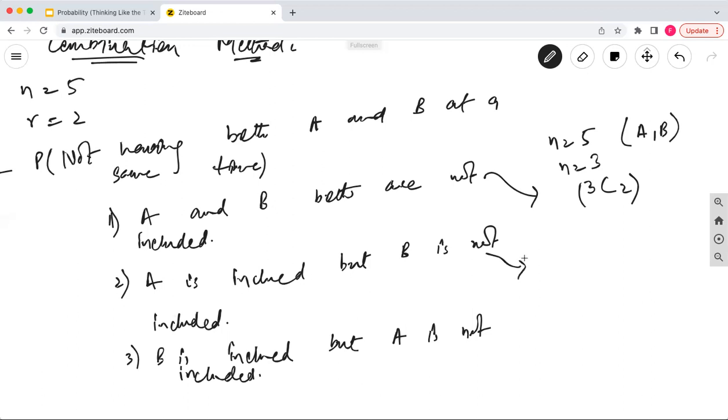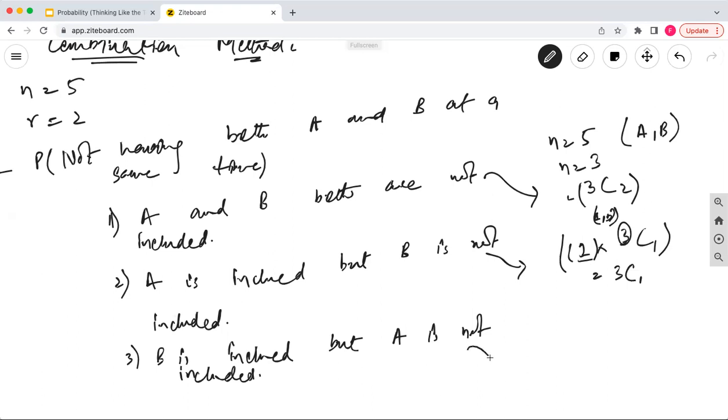The second one is A is included, but B is not included. So if I say A is included, that means the number of ways for that is 1 because A is already included. Now, from how many will I choose the second one? I will choose from the remaining 3. Why don't I include 4 here? Because if I include 4 here, B is included, but I exclude B because B is not included in the committee. This 1 is because I included A in the committee, and this 3 is because A and B are not there. Now for the remaining 3, I need to choose one. So this will be 3C1.